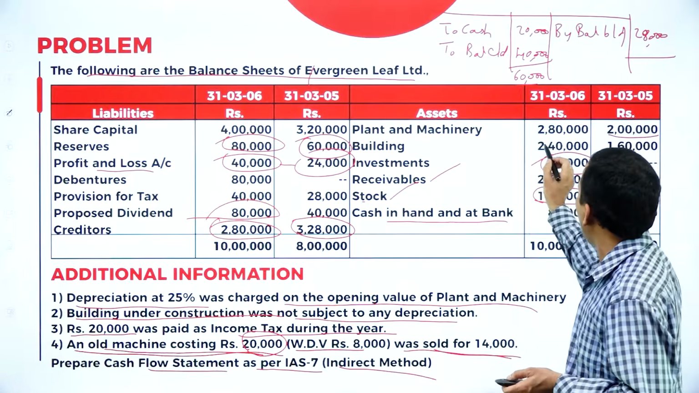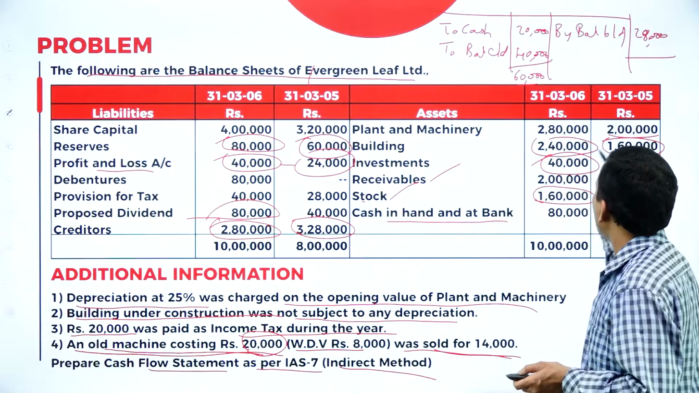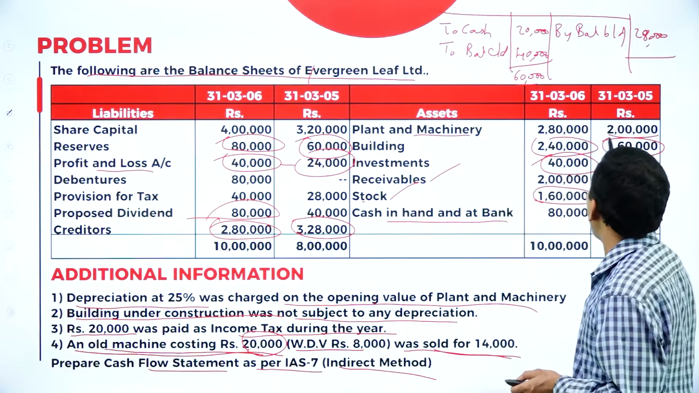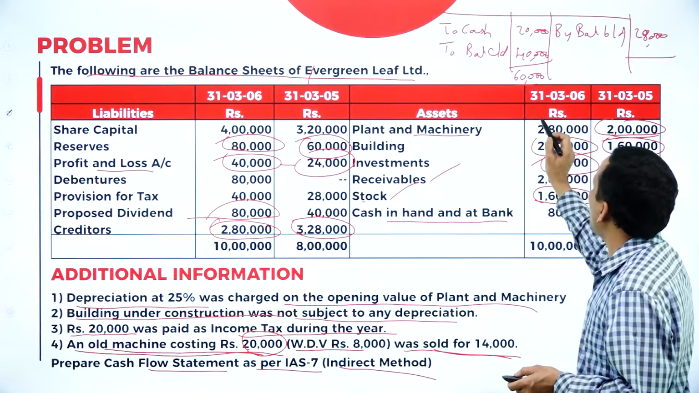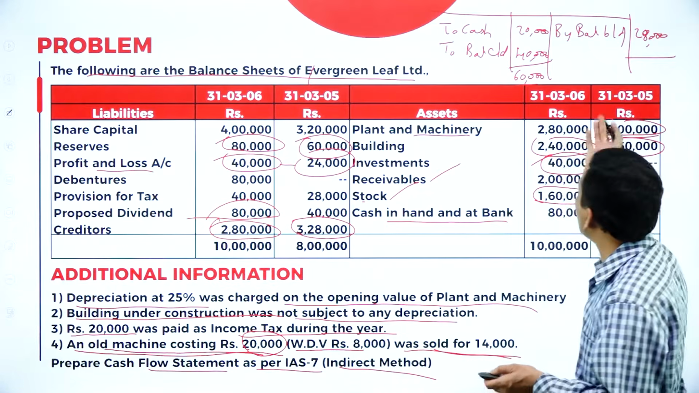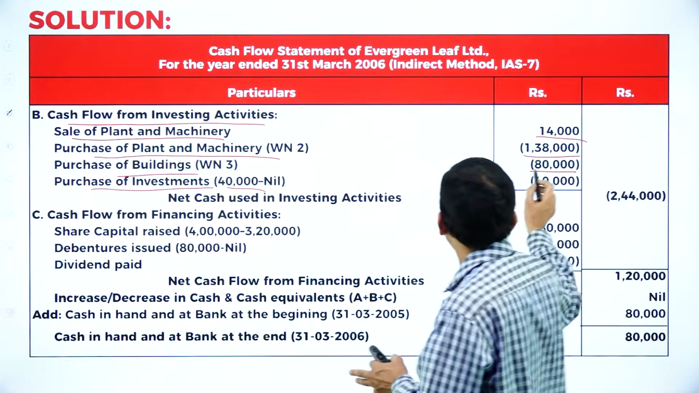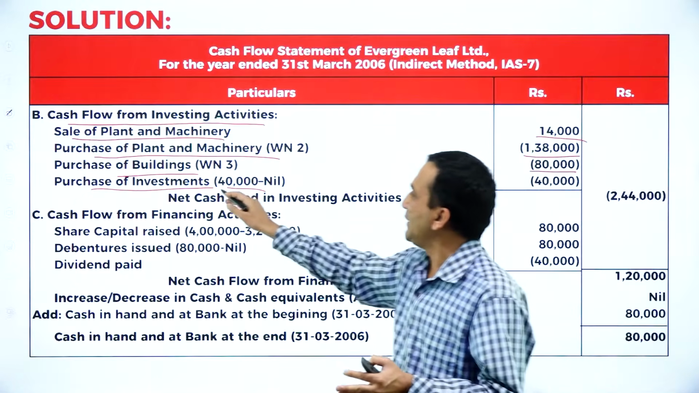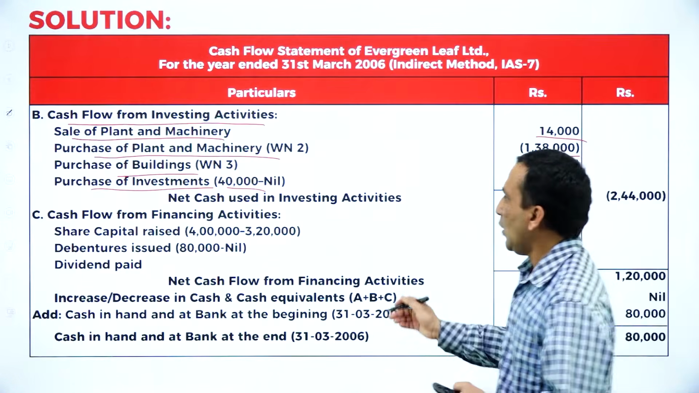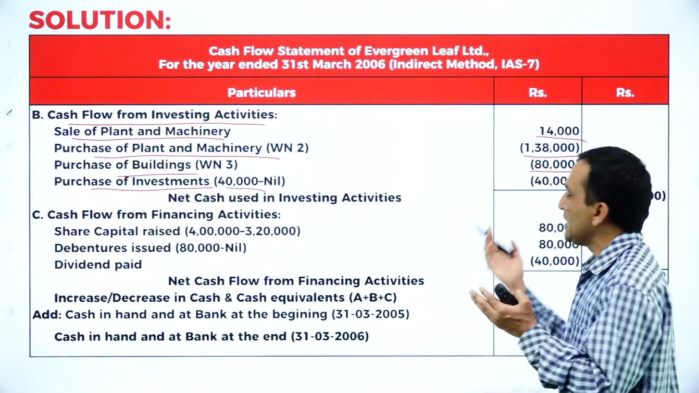Okay, in case of building, the opening is 1,60,000, now closing is 2,40,000, so there is a chance of purchase. Okay, so they already purchased. Now plant and machinery, opening is 2 lakh, now closing is 2,80,000, so there is a chance of purchase, they already purchased, that's why the closing balances are increasing. Okay, so I hope you are clear. So here we are getting 80,000, and the investment also was purchased, that's why the closing balances are increasing. Okay, so if you try to adjust, which sign is getting more, the negative sign is getting more.